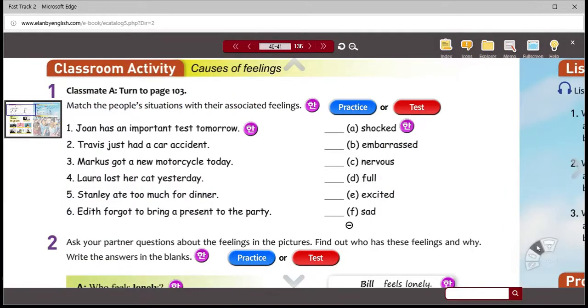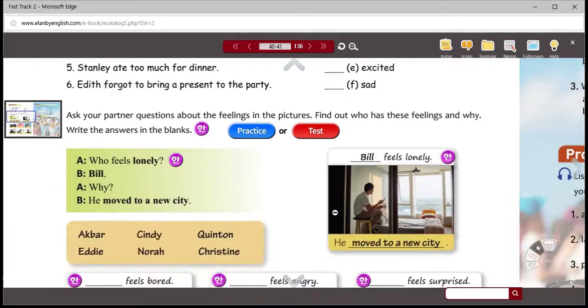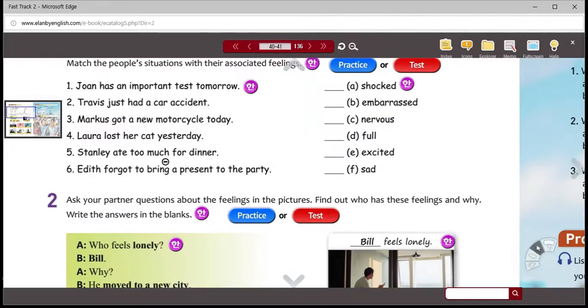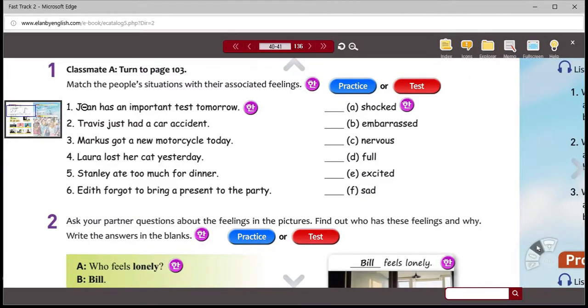So now that you've correctly matched those up, your partner is going to ask you questions. Okay? Ask you questions about these people. Okay? So she's going to ask you about Joan. I'm going to ask you how Joan feels and why. Or more specifically, she's going to ask who feels nervous. And you know that's Joan. And when she asks why Joan is nervous, you have to say she has an important test tomorrow. Okay, so Joan is a woman, just like Laura and Edith. Travis, Marcus, and Stanley are men.